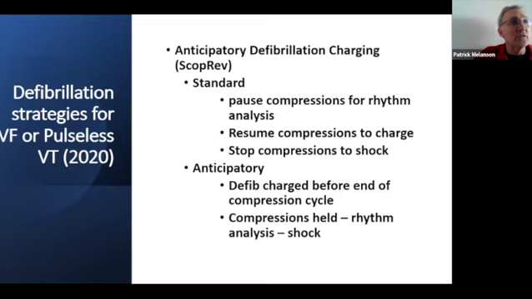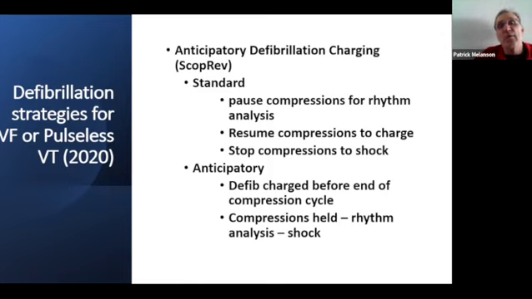So in the standard fashion that's been recommended, you're supposed to pause every 2 minutes for a rhythm analysis. And then if the rhythm is deemed to be shockable, you're supposed to resume compressions, charge the defibrillator, stop compressions and shock, and then restart chest compressions.